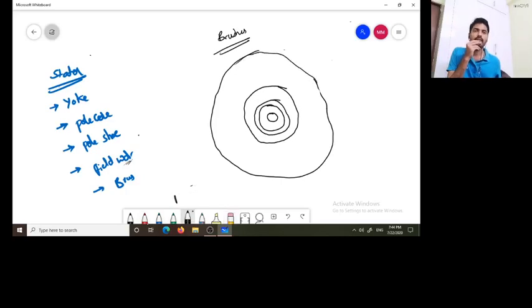Now you'll see this is a yoke part, and that means a stator. In between here, poles are present like this.